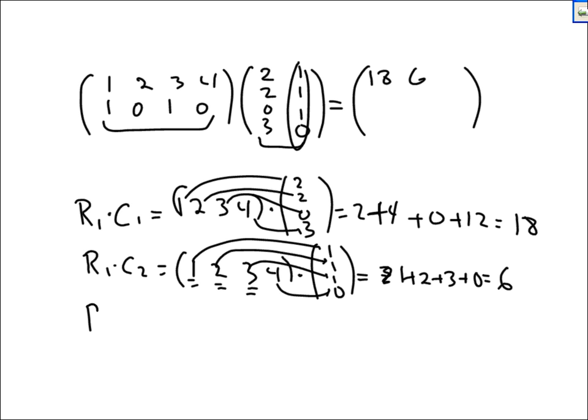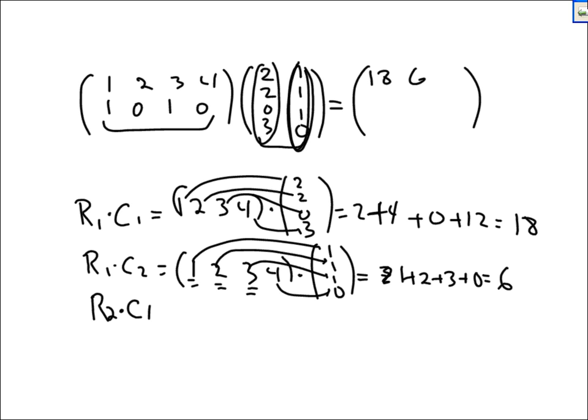Then you attempt to do row 1 with column 3. Well, the second matrix has a first column, it has a second column, but it doesn't have a third column. Okay? So then, just to save space, I'll erase that. So we're done with row 1. Now, you go on to row 2, and you dot it with column 1, if possible.